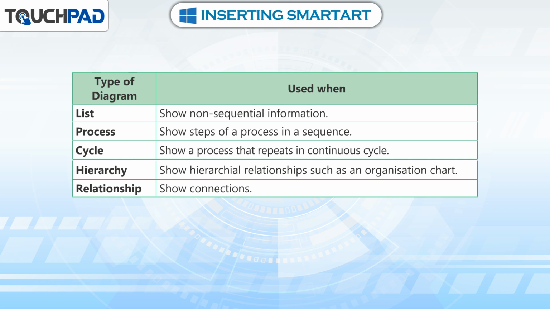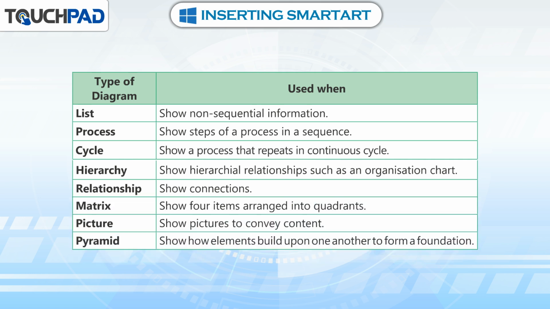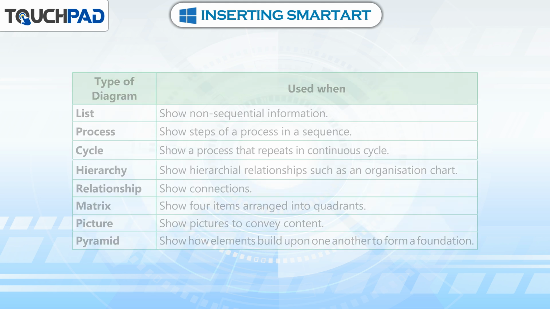Relationship shows connections. Matrix shows 4 items arranged into quadrants. Picture shows pictures to convey content. Pyramid shows how elements build upon one another to form a foundation.